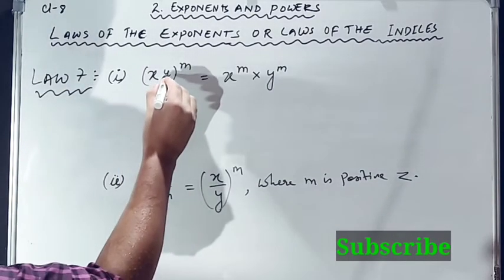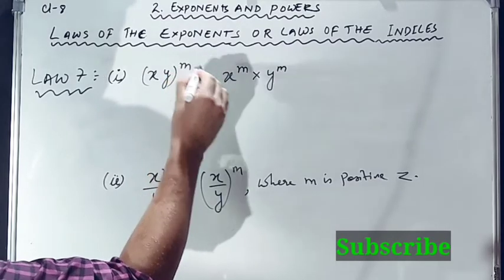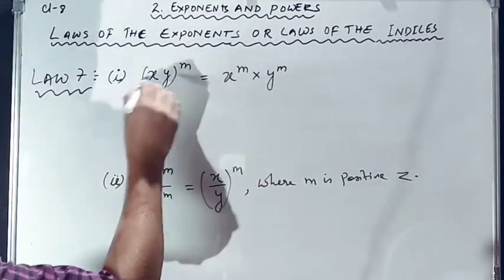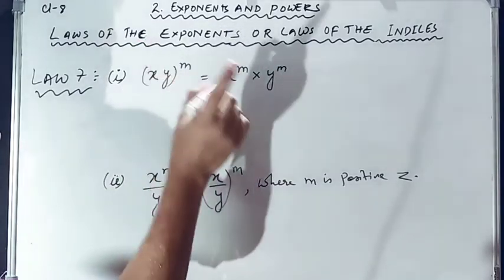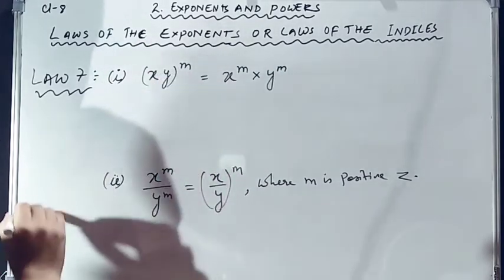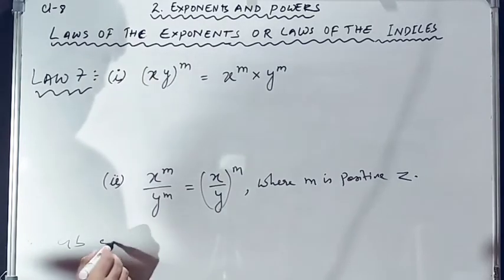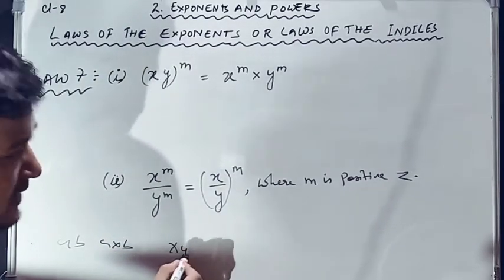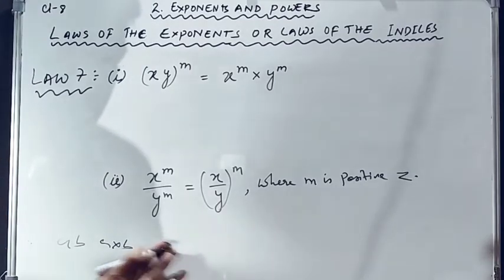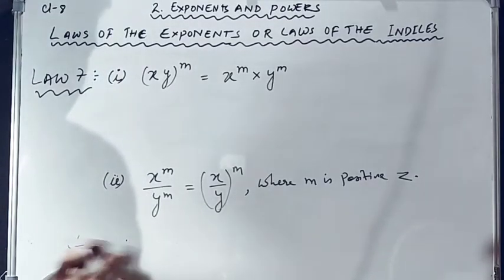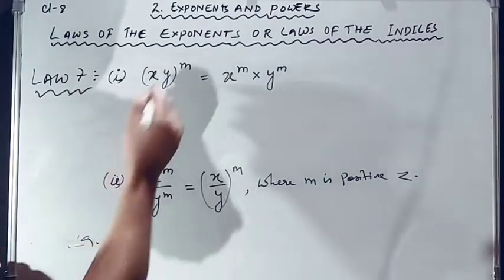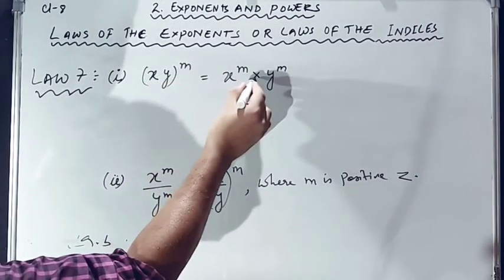First, x y raised to the power m is equal to x raised to the power m into y raised to the power m. xy means here x into y. When you see ab, it means a into b. When you see xy, it means x into y. Don't forget this. They have multiplied in between, and sometimes it is denoted by this dot also. So here we have multiply.